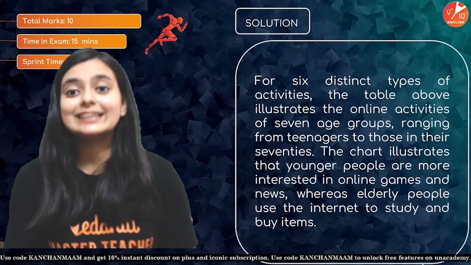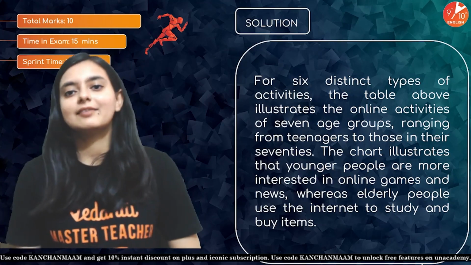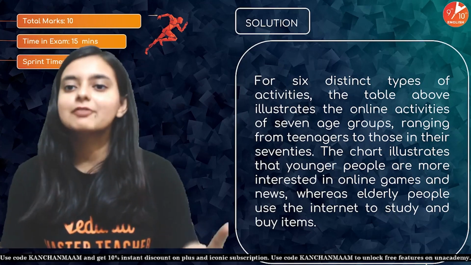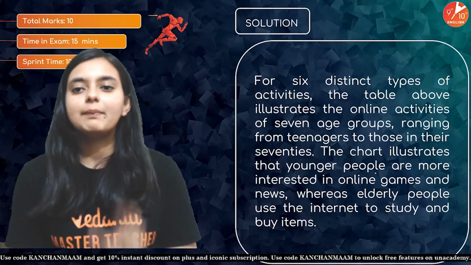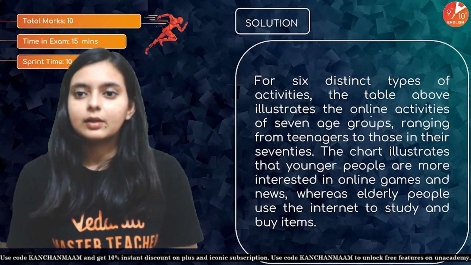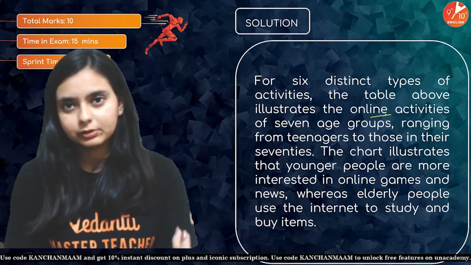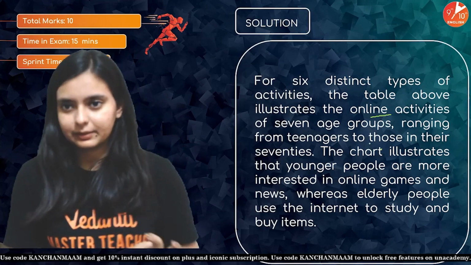For 6 distinct types of activities, the table above illustrates the online activities of 7 age groups, ranging from teenagers to those in their 70s. So you have at the very beginning talked about the online activity. What is the paragraph all about? So that is your introductory statement, your thesis statement, right?